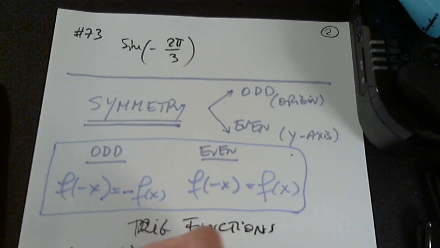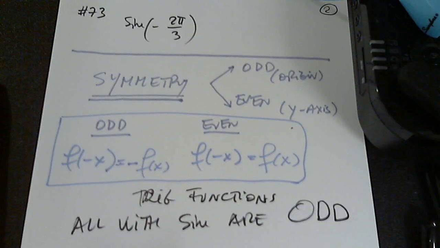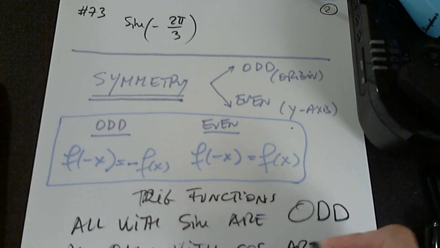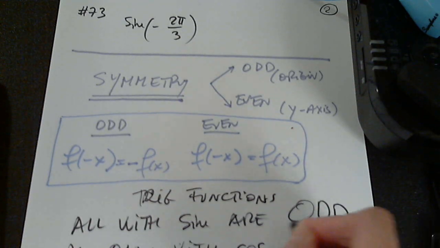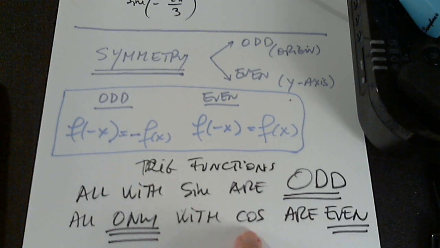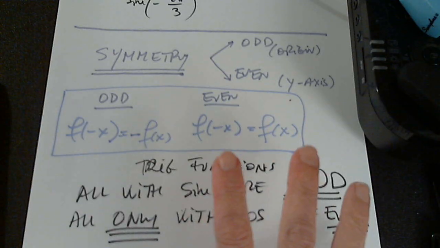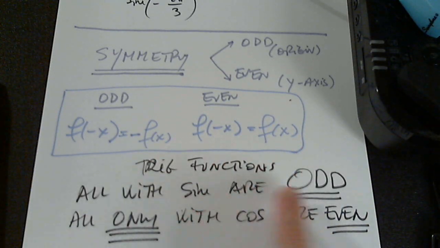All with sine are odd. All only with cosine are even. So everything is odd except cosine and secant. Everything is odd. If it has sine in it, like sine itself, tangent, cotangent, and cosecant, they're all odd. The only ones that are even are cosine and secant.